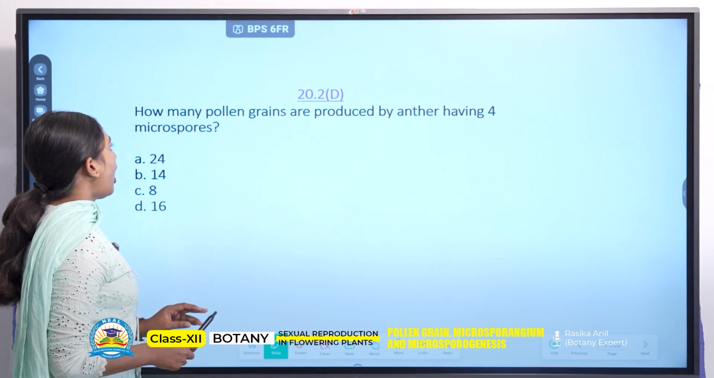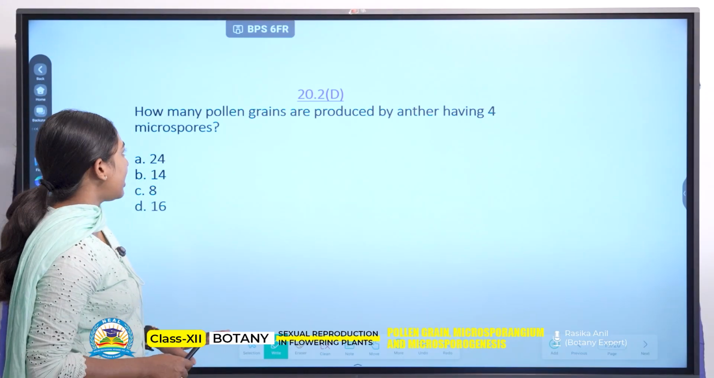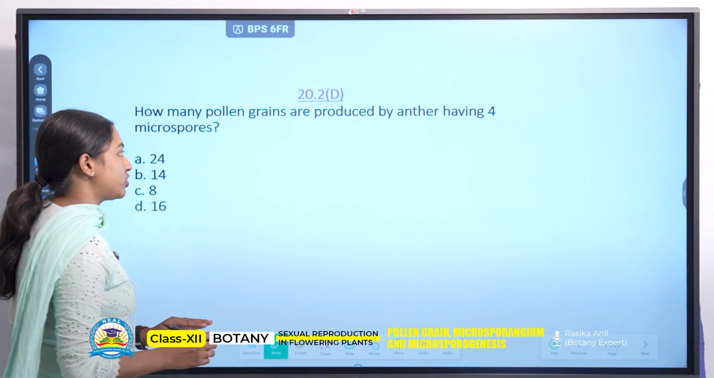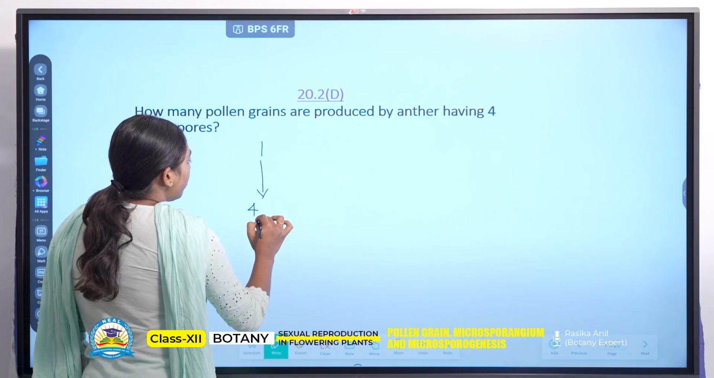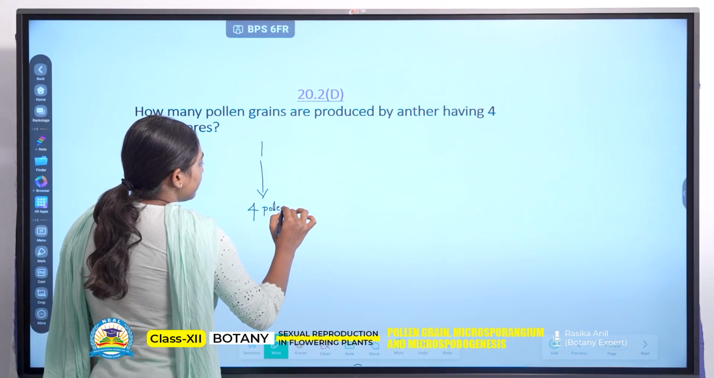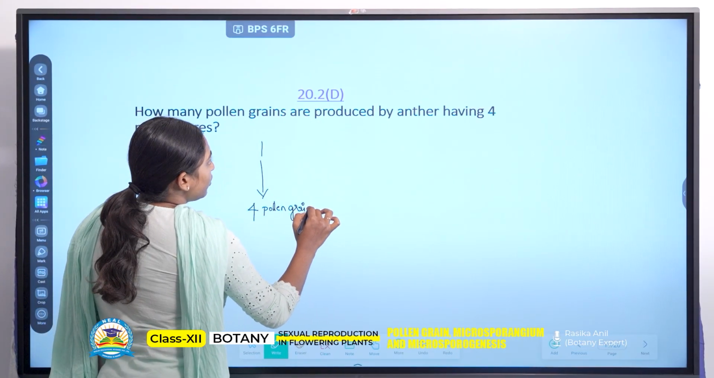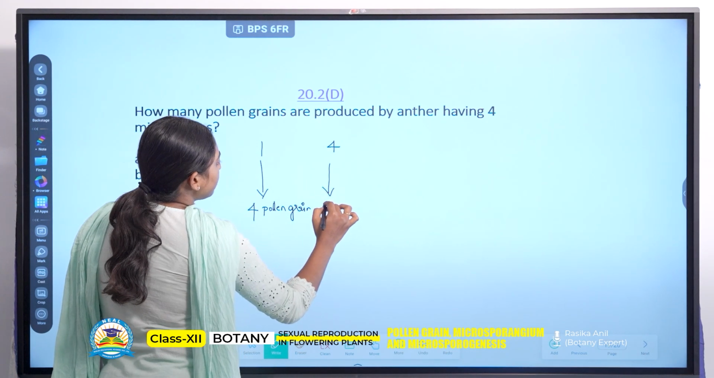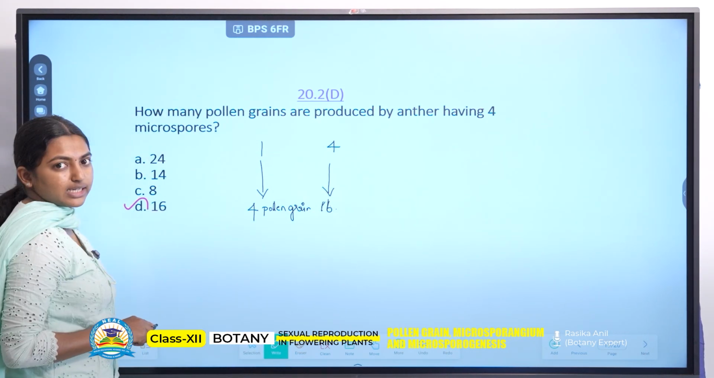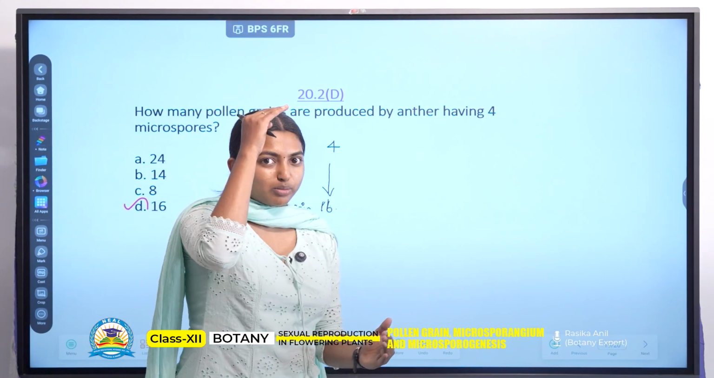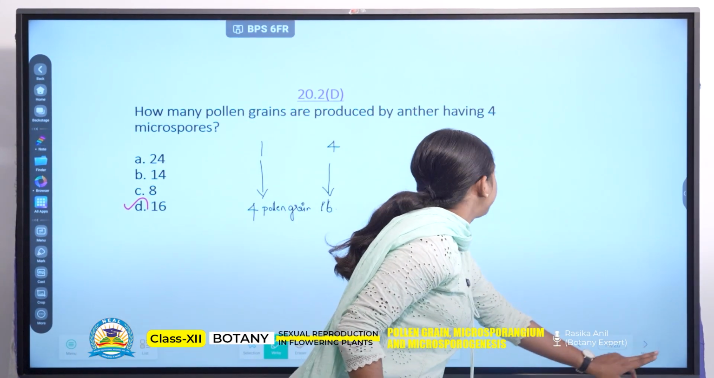One more. How many pollen grains are produced by an anther having 4 microspores? See, if it is 1 microspore mother cell, you will produce 4 pollen grains, right? So here you have 4. So it will be producing 4 into 4, 16 pollen grains. So the answer is 16. Yeah, if you remember that chart, you can easily answer.